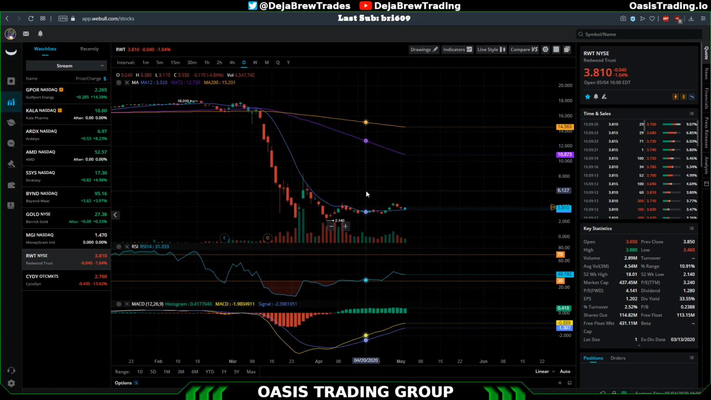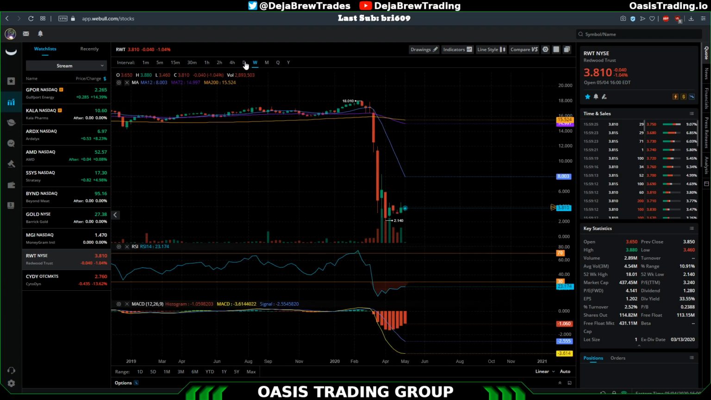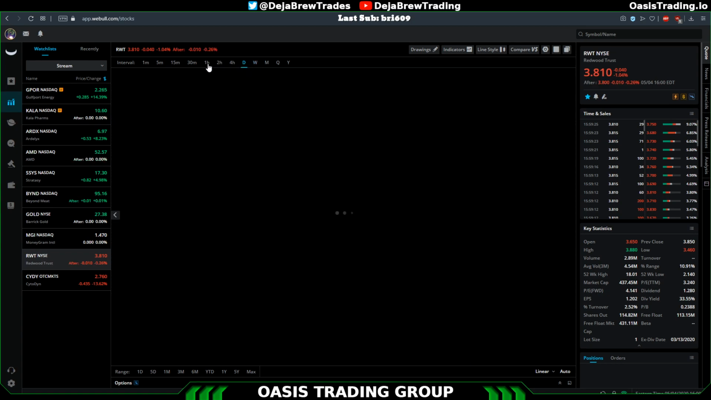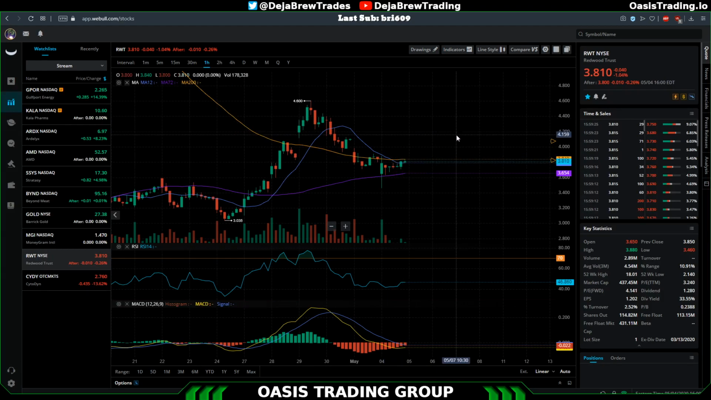You're reclaiming the 12 moving average on the daily as well. RSI, MACD climbing. Not terrible. This reclaims the 200 here on the daily. Could be good tomorrow.